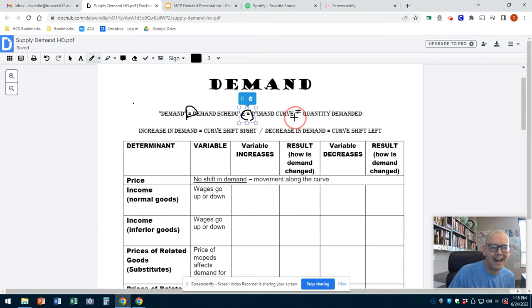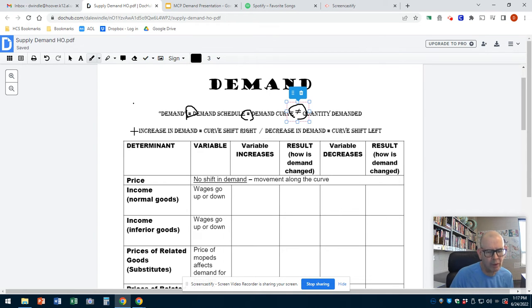Demand, however, does not equal quantity demanded. Quantity demanded is a point on the curve. It's a point in the schedule. Demand is the entire schedule, the entire curve, all of the quantities demanded at various prices. That's an important point. Second thing to remember is increase versus decrease in demand.